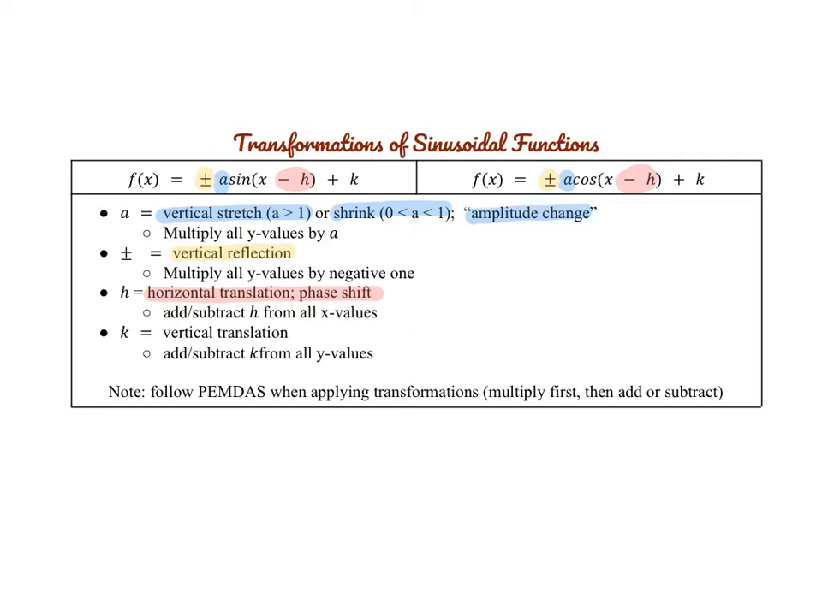And then the last one we have is that plus k at the end. So this is a vertical translation, so it will shift your graph up or down, and we can achieve this by adding or subtracting k from all of the y values. I do want to remind you also, when we're doing the transformations to your coordinates, we kind of follow PEMDAS when we are applying them. So anything involving multiplication, we should do that first, and then we should add or subtract. So again, it's just like PEMDAS, we multiply before we add or subtract.